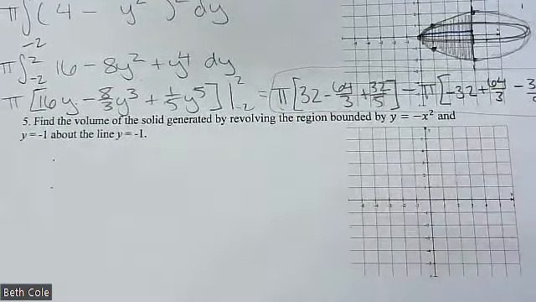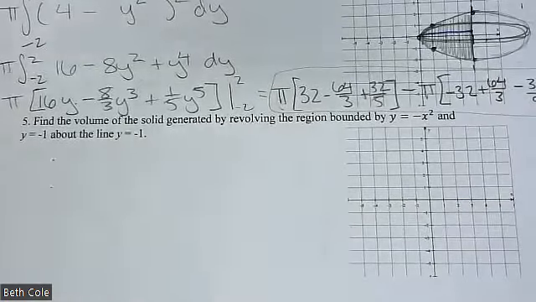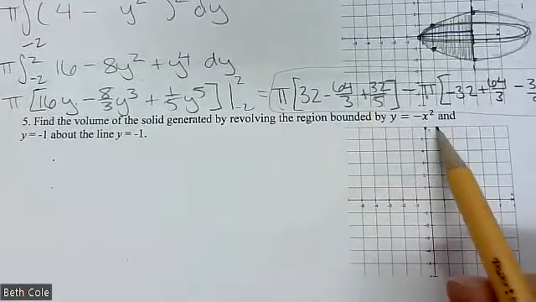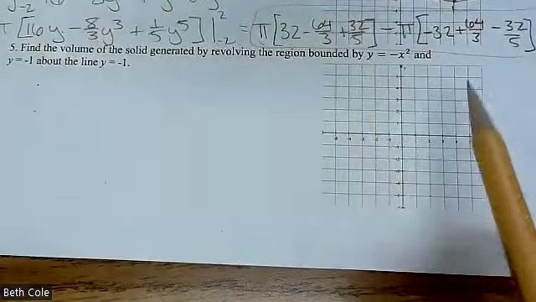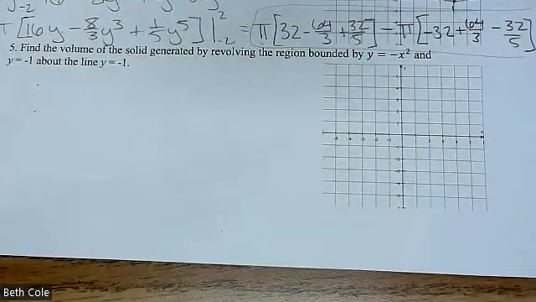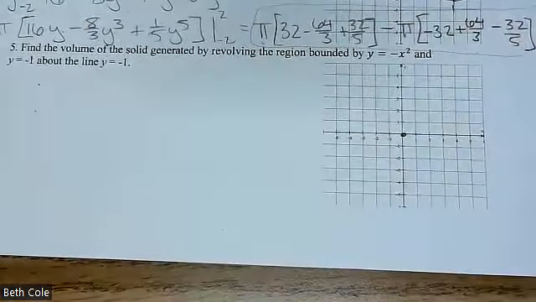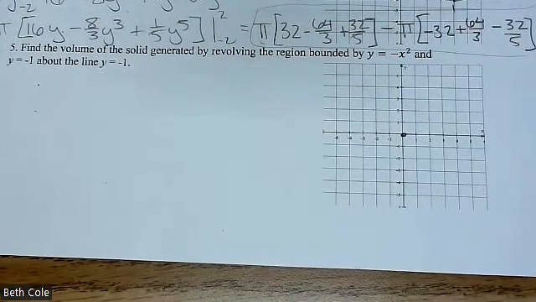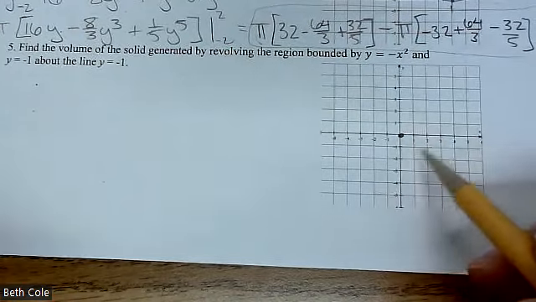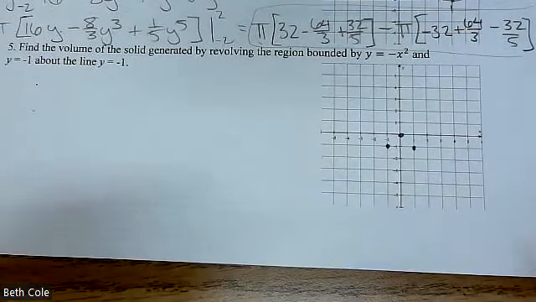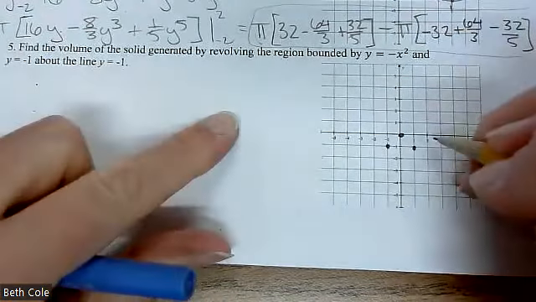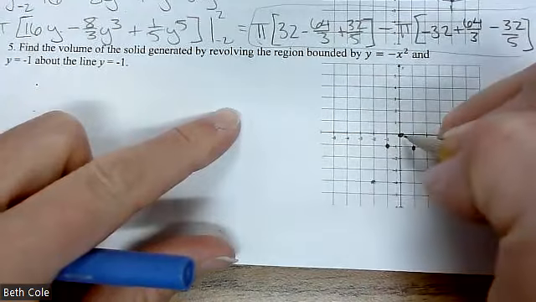All right, last one. Find the volume of the solid generated by revolving the region bounded by y equals -x squared. What are some points I can put on that? It'll be an upside down parabola. 0, 0. All right, what else? Yeah, 1, -1. And so also -1, -1. And then good, 2, -4, -2, -4.